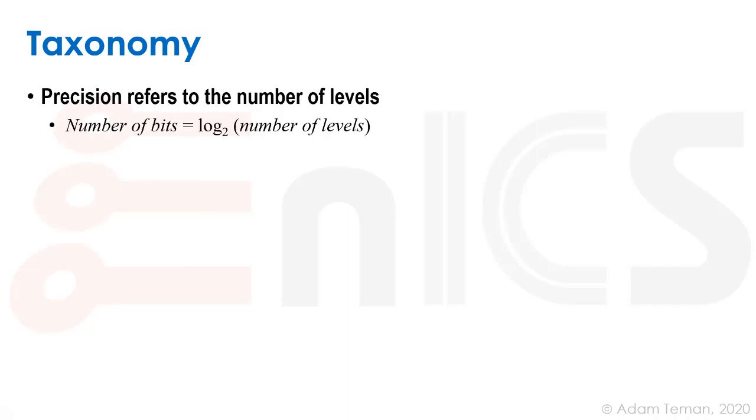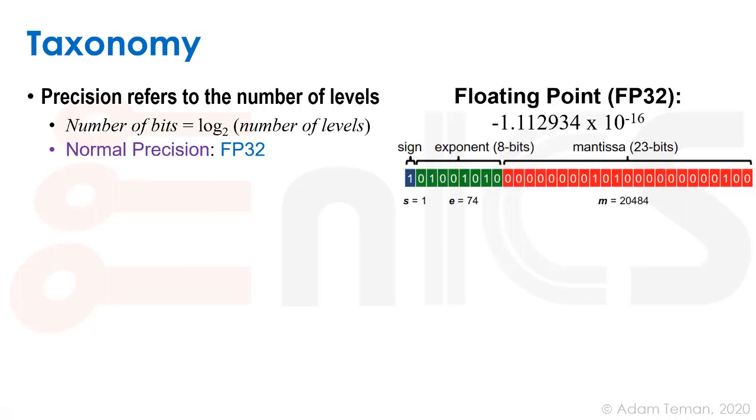Okay, so before we start, we've got to discuss a little bit of the taxonomy. Precision refers to the number of levels. The number of bits is log 2 of the number of levels we need to represent. Normal precision is floating point 32, or FP32.